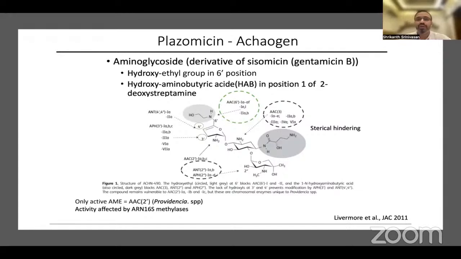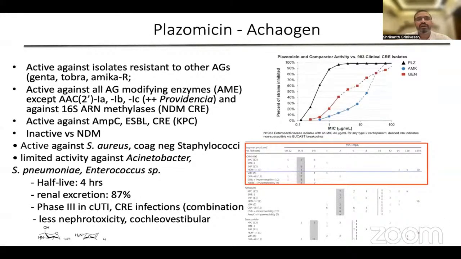Now coming to a novel aminoglycoside. Plazomicin is a novel aminoglycoside, a derivative of sisomicin, which is a type of gentamicin, but it is more similar to amikacin in its structure. It is the only aminoglycoside agent which is sensitive against Providencia species. Isolates which are otherwise resistant to aminoglycosides like gentamicin, tobramycin, or amikacin become sensitive to plazomicin. So it's active against AmpC, ESBL, and CRE. It's still inactive against class B metallo-beta-lactamases.